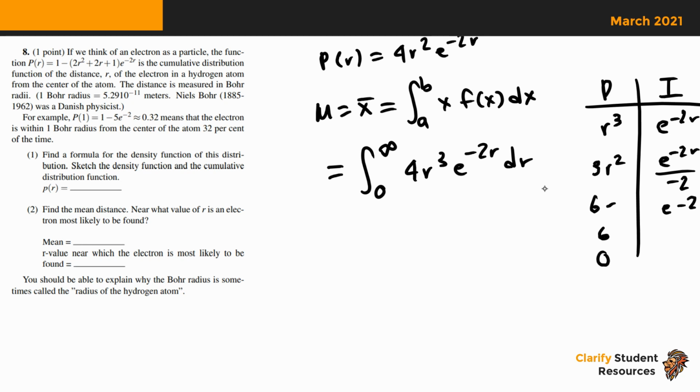And then let me just clean this up a bit so it's easier to read. e to the negative 2r over negative 2, e to the negative 2r over 4, e to the negative 2r over negative 8, and then the last line is going to be e to the negative 2r over 16. Okay, so, oh wait, it's a bit off screen there, give me a second.